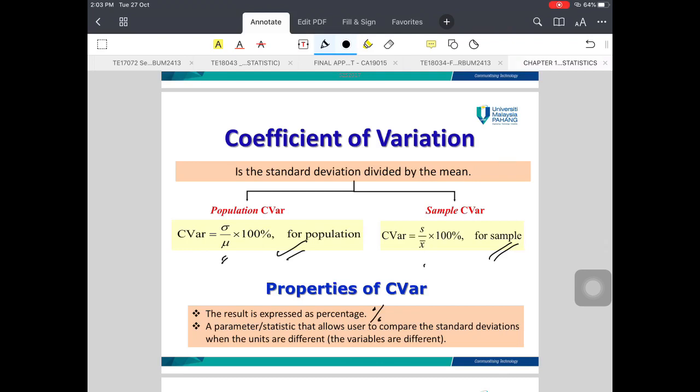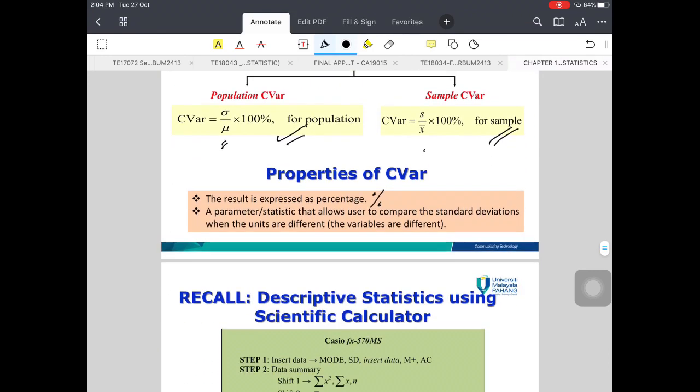When you're going to compare two different data sets with different units, you're going to use coefficient of variation. If you use two different data sets with the same unit, you can use variance or standard deviation. So now when we have two different data sets with different units, we are going to use coefficient of variation to see the measure of variability or measure of dispersion. So we convert from those two units into the percentage unit. Okay.